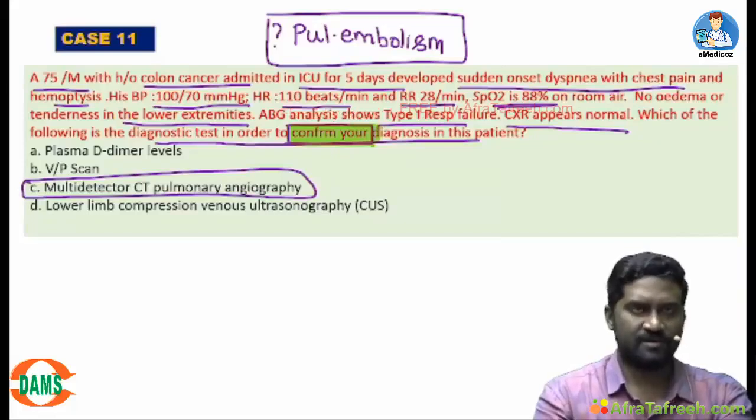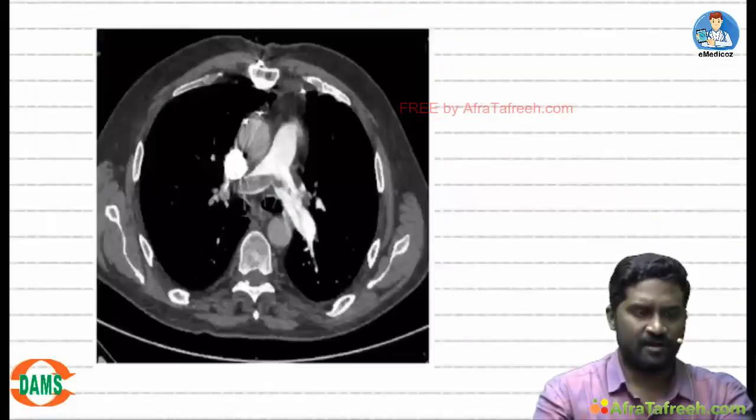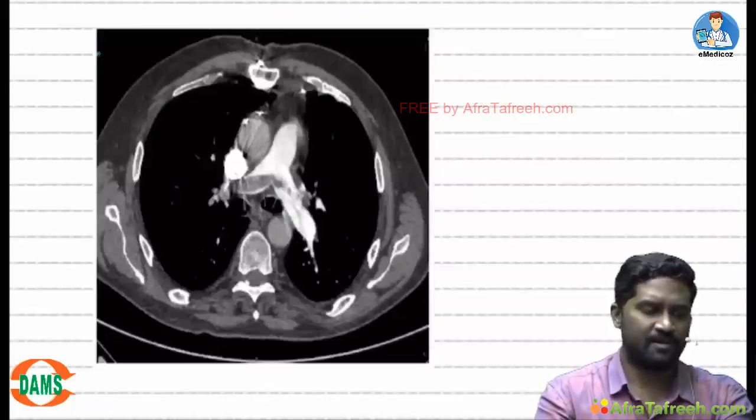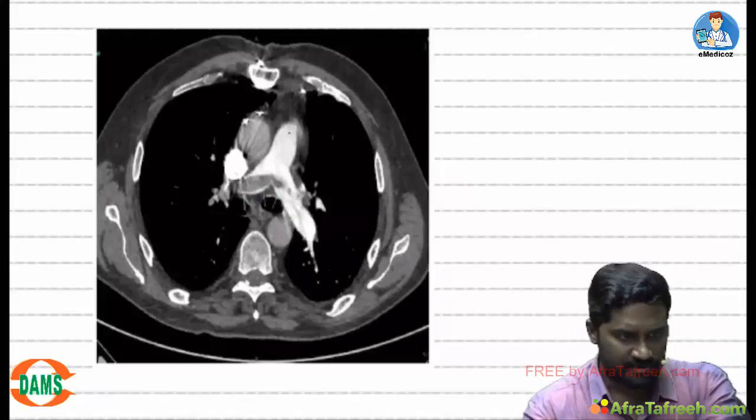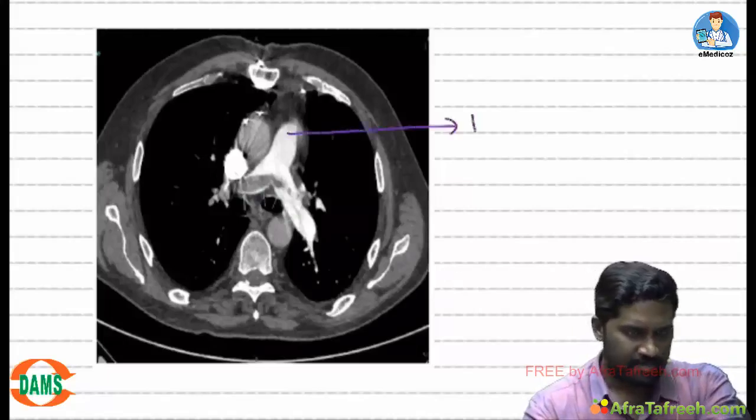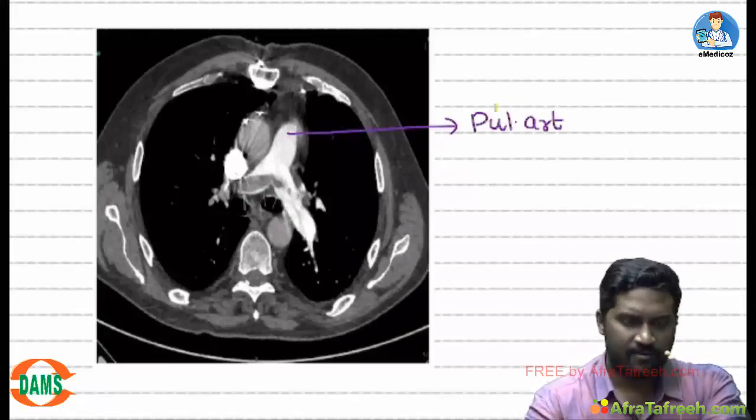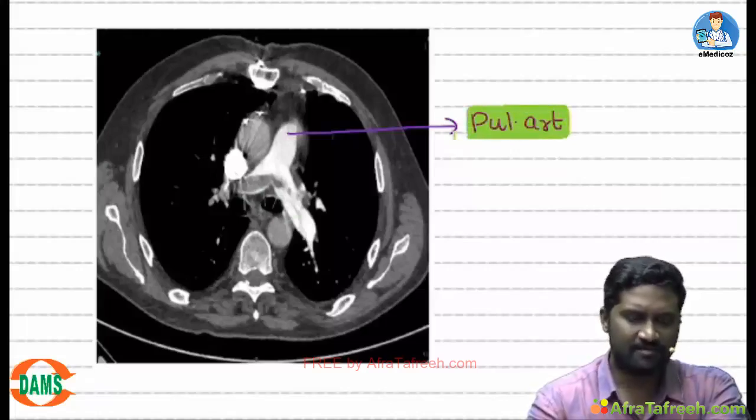Now this was a real case that I have seen. I suspected pulmonary embolism and I did a CT pulmonary angiography. This was the picture. What do you see here? This is your pulmonary artery. Can you tell me why your pulmonary artery is very white? Because it is filled with contrast. Contrast makes the vessels white.